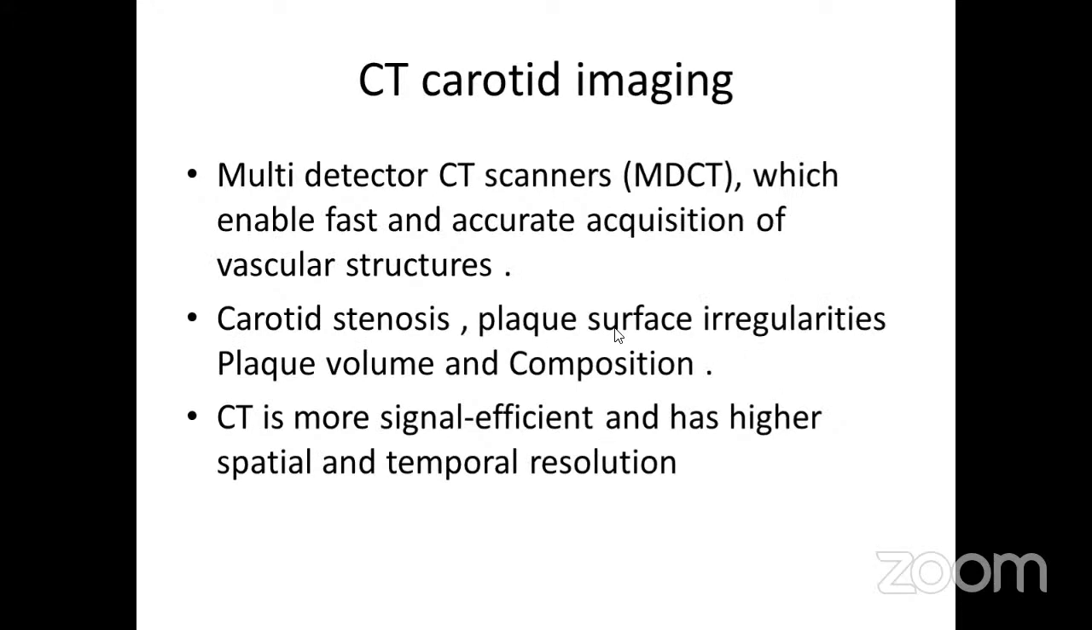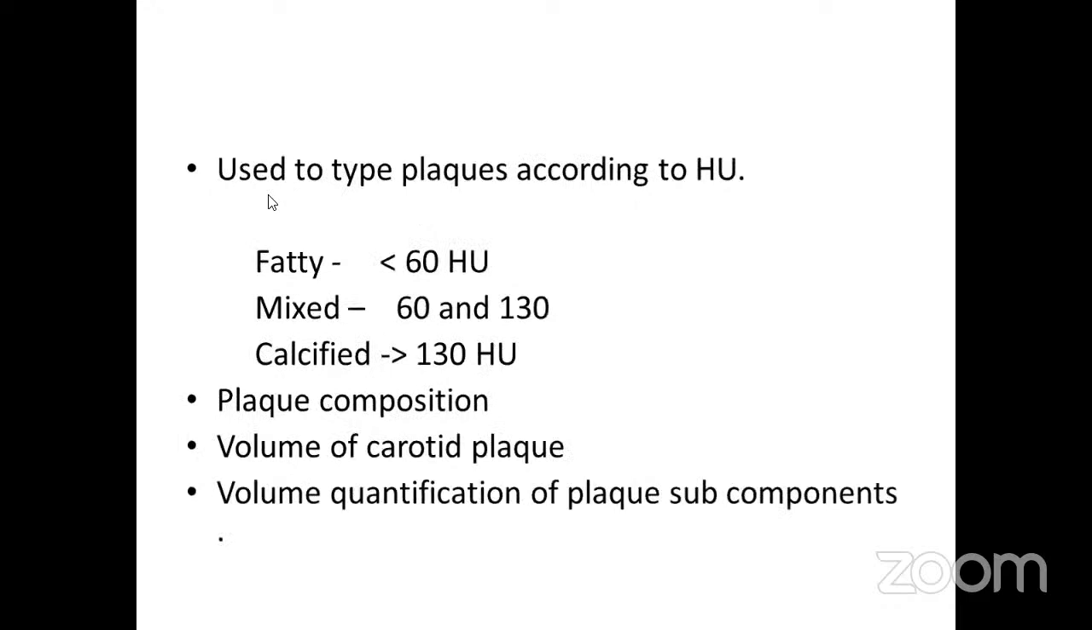So this MDCT enables fast and accurate acquisition of vascular structure. It also gives information about the carotid stenosis, plaque surface, irregularities, plaque volume, and composition. The CT is more signal efficient and has higher spatial and temporal resolution. And this CT is routinely used to type plaques according to the Hounsfield units.